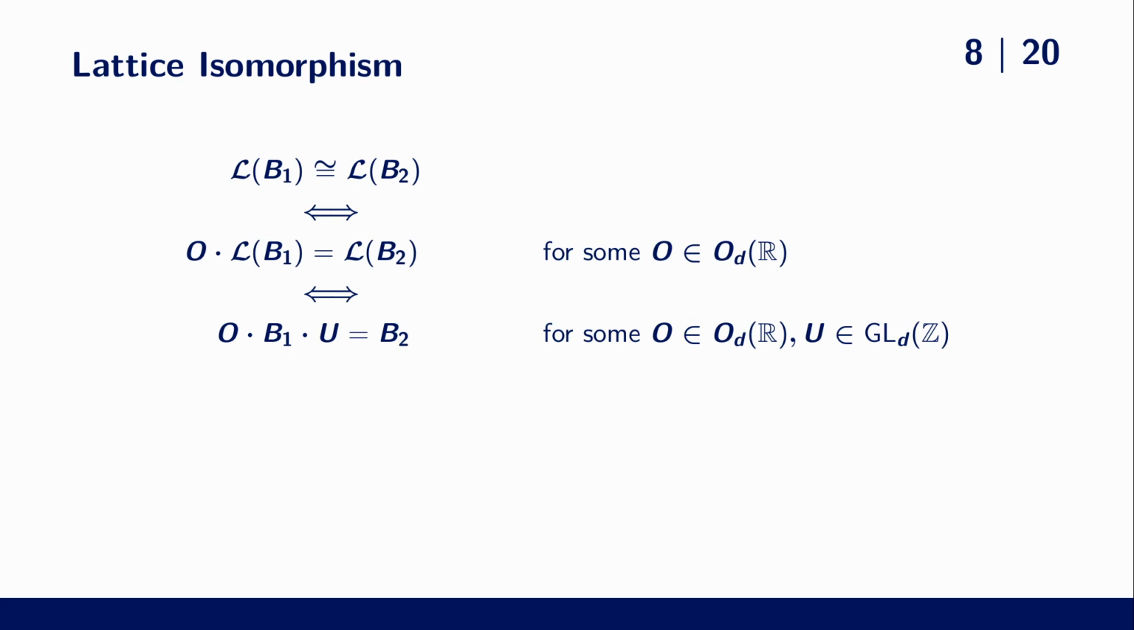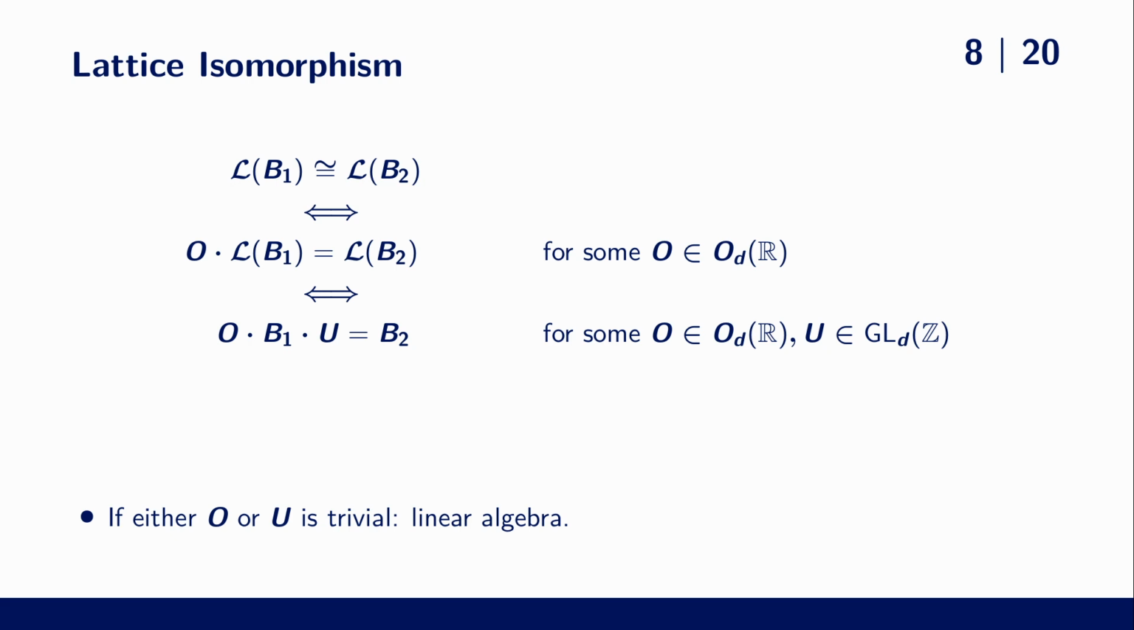By definition, two lattices are isomorphic if there is some orthonormal transformation that maps one onto the other. In terms of the basis matrices, this means that there is some orthonormal transformation on the left and some unimodular transformation on the right, such that B1 is mapped to B2. And note that if either the orthonormal transformation or the unimodular transformation is trivial, then it's just simple linear algebra to find the other one. However, in the general case, it's not true.